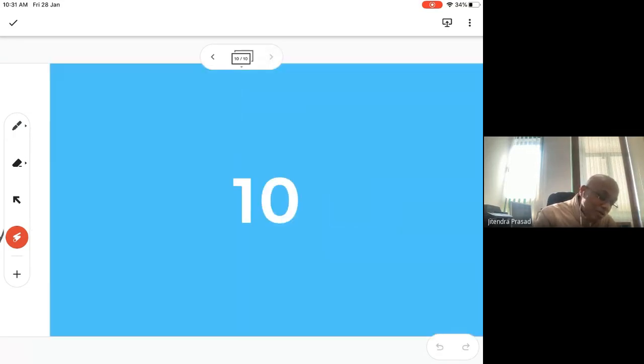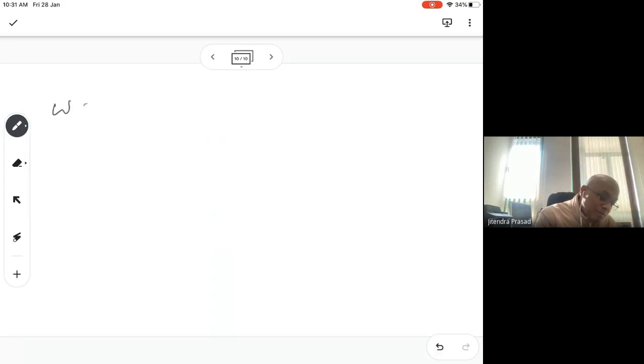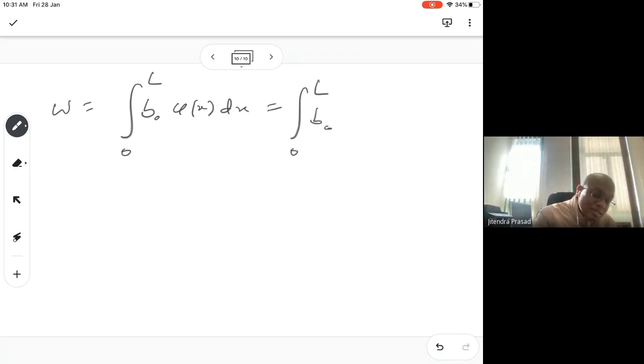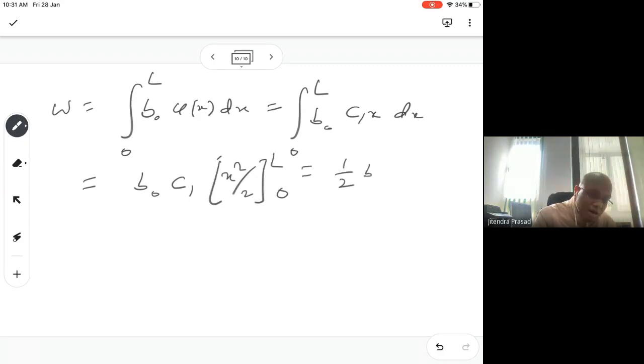Now W, how to find out W? W will be the integral from 0 to L of b naught times u(x) dx. b naught is constant, and u is c1x, so we integrate c1x dx. So we get b naught c1 times x squared over 2 from 0 to L. So you get half b naught c1 L squared. Okay, so this is W.